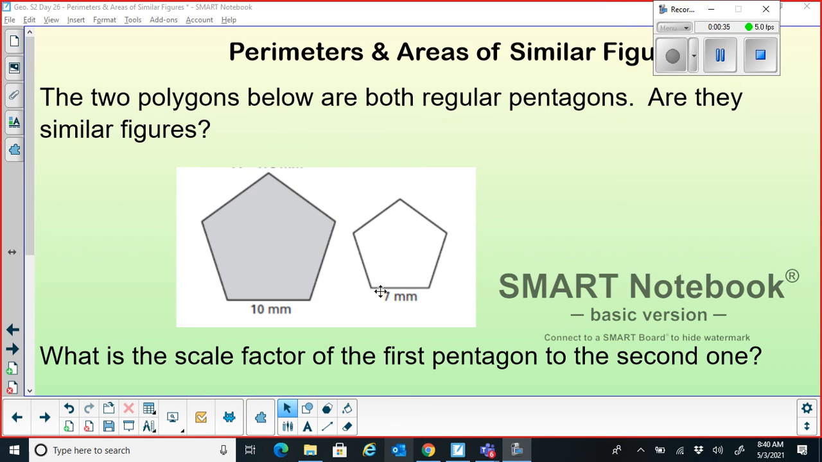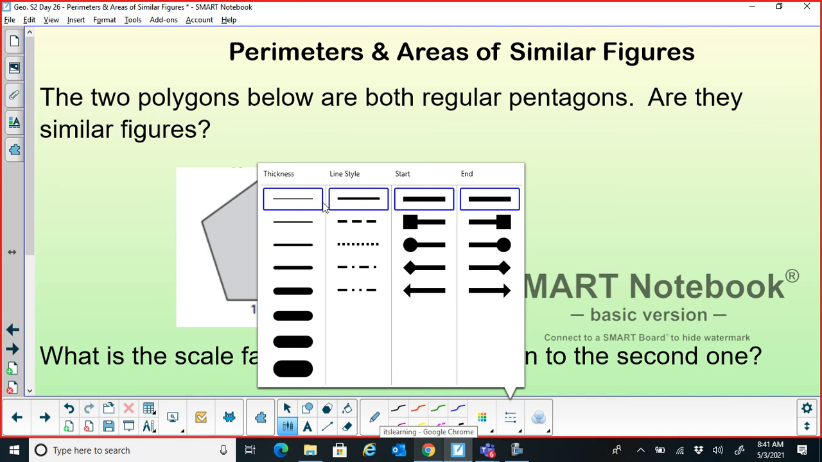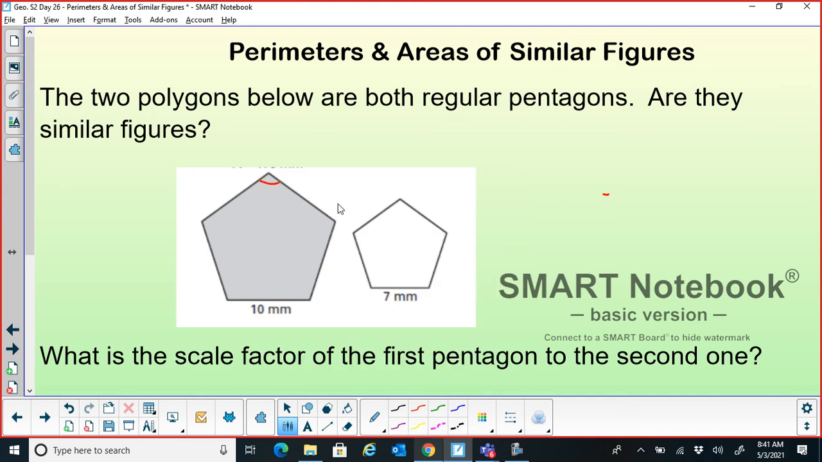They will be similar. I hope you remember the definition of similar figures. They have the same shape but they don't have to have the same size. And here all the angles will be congruent because it's a regular pentagon. All the angles of the first pentagon, which is shaded, are congruent because it's regular. Same way here all the angles are congruent. So you'll have these two figures to be similar.